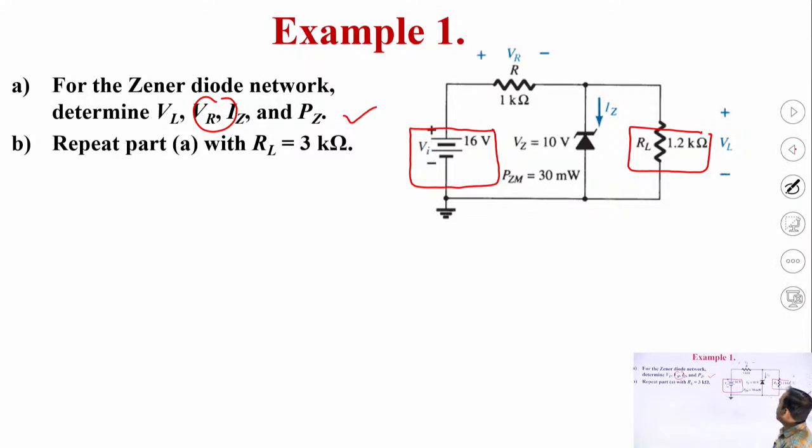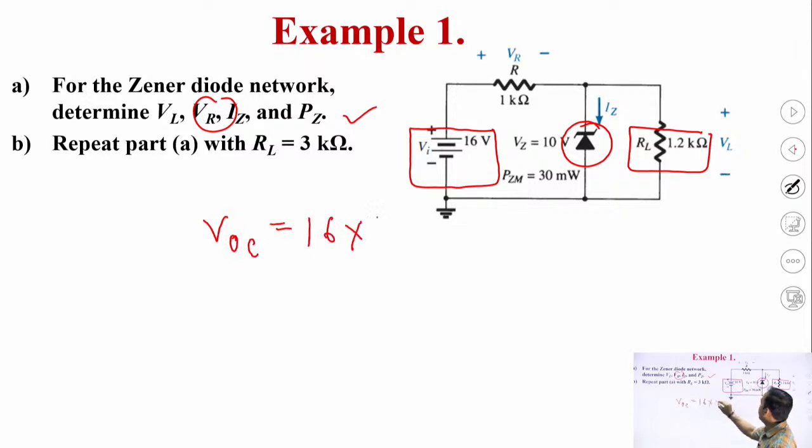So how can we initiate this? First we will remove this Zener diode from here and calculate the open circuit voltage. So VOC here can be written as 16 multiplied by 1.2 divided by 1 plus 1.2.